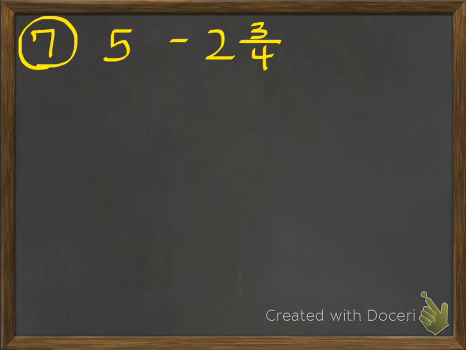Number 7. 5 minus 2 and 3/4. Sometimes you're going to have this problem. 5 minus 2 and 3/4. Okay, so I'm going to have to change the 5 to a fraction. To do that, I'm going to take 1 away. And I'm going to have 4. And I know I've got fourths there, okay? Because I'm using fourths because I was using fourths on that side.